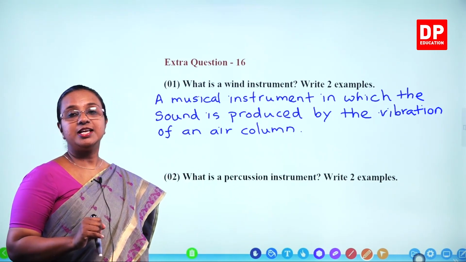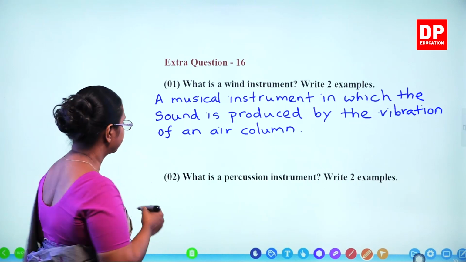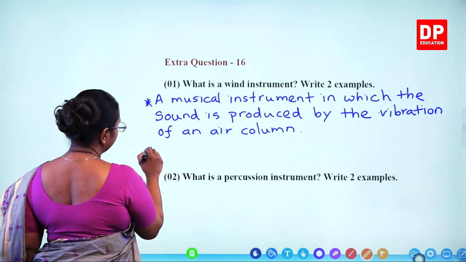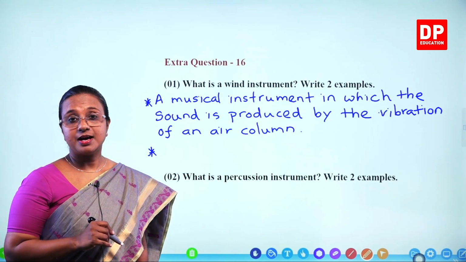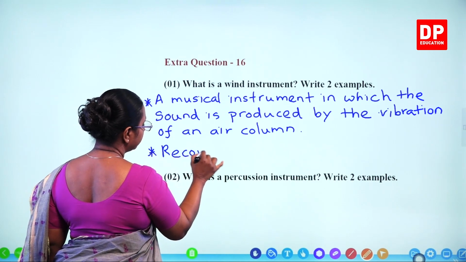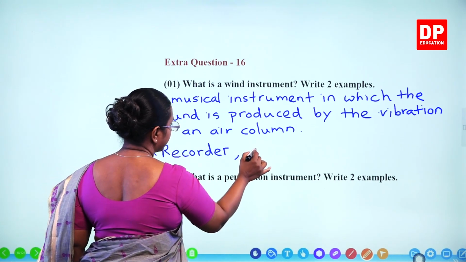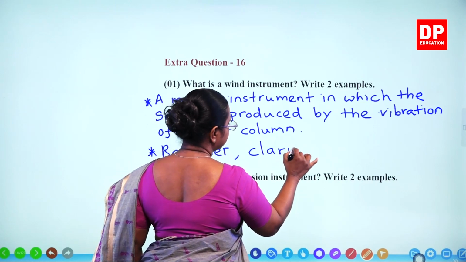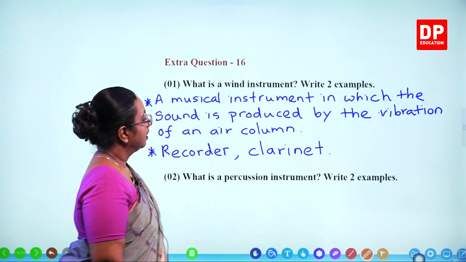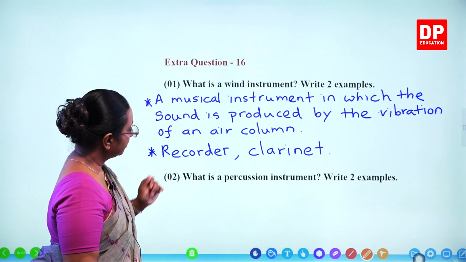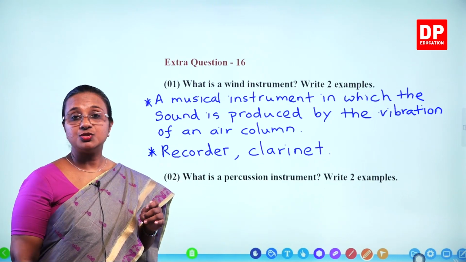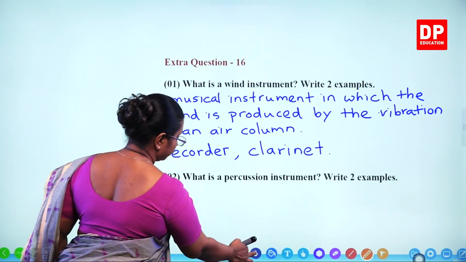And you have to write 2 examples. I will write the examples. We have been discussing many examples. We will write the examples as recorder and say clarinet. Then the next one, what is a percussion instrument? Write 2 examples.